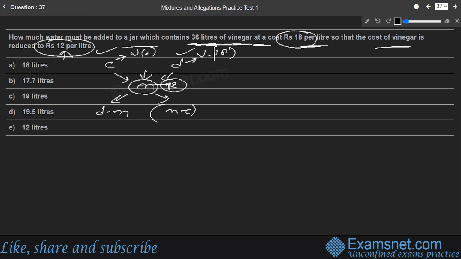So if we put the values like that, the cheaper part is 0 rupees per liter. The dearer part is the vinegar price, 18 rupees per liter. The mean price we want of the mixture is 12. And what should be the ratio? The ratio should be D minus M, 18 minus 12, that should be 6 here. And 12 minus 0 should be 12 here. The ratio of water to vinegar comes out as 1 is to 2.